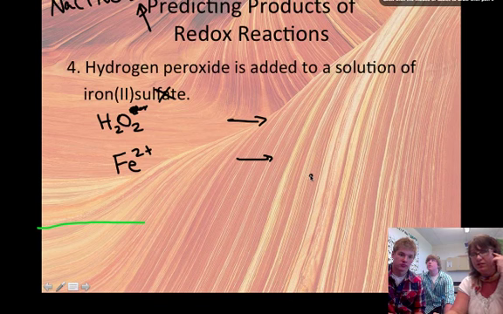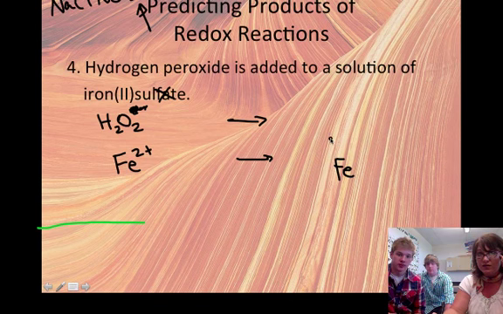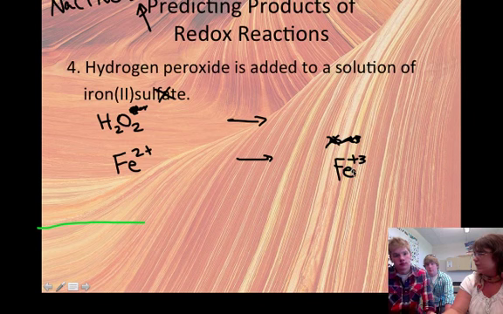Actually, we don't have to look, because our only options are to go to 0 or to go to a 3. Iron's oxidation states are 0, 2, and 3. We never go to a metal, to the elemental form. We just don't. So we already know. Iron is going to do a +3, and so that's going up. That means peroxide has to go down.